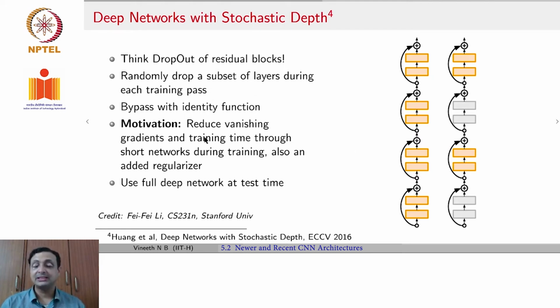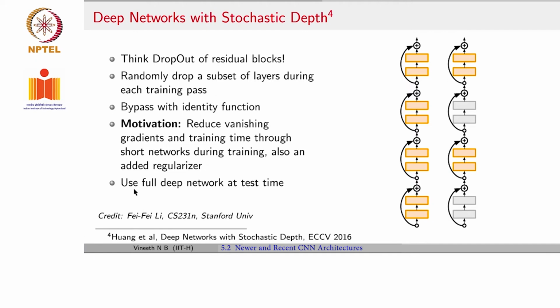So the motivation is that this reduces vanishing gradients further, and it can also reduce training time because the forward propagation is perhaps shorter now, and it can also act as an added regularizer. Some more noise, just like how dropout serves as a regularizer. And at test time, very similar to dropout again, you use the full network as it is, very similar to how it's done in dropout.